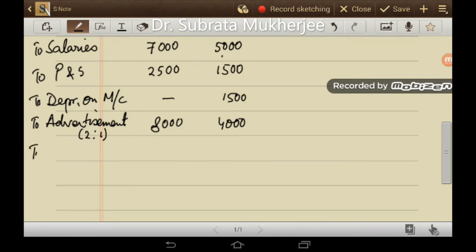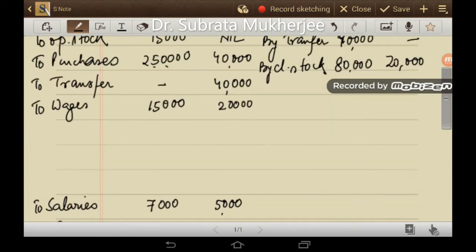And next is to salaries. This is a general salary. General total expense is 18,000. So 2:1. So 2/3 × 18,000 will be 12,000, and 1/3 is 6,000. So this is the expense. So I have written all the expenses, and now we will complete the trading account.